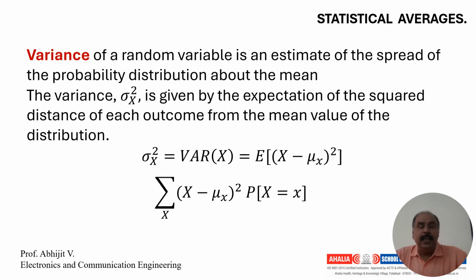What is meant by variance of a random variable? Variance of a random variable is an estimate of the spread of probability distribution about the mean. The word variance itself gives you a hint. Variance is an estimate about the spread, how much it is getting extended over the mean. So mean is the statistical average. Mean means the center point, right?